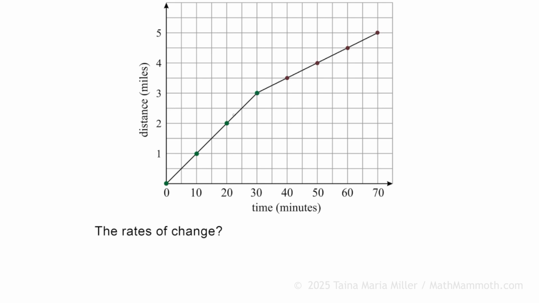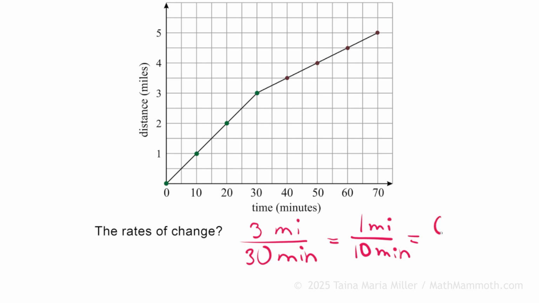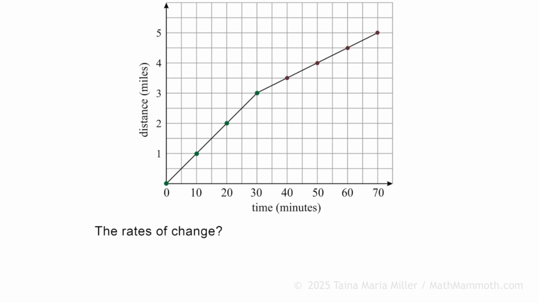We can choose any 2 points here. If I take the first one and the last one, and I look at the difference in the outputs, it is from 3 miles to 0 miles, 3 miles. And this difference here is 30 minutes. So it is therefore 3 miles per 30 minutes. That's the rate of change for that portion. This simplifies to 1 mile per 10 minutes, which would be 6 miles per 60 minutes, or 6 miles per hour.